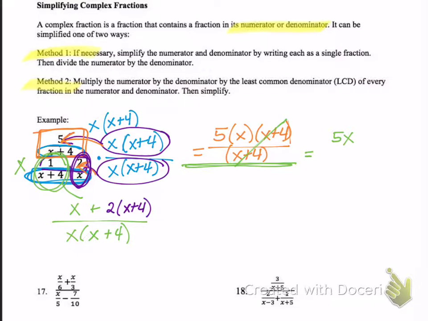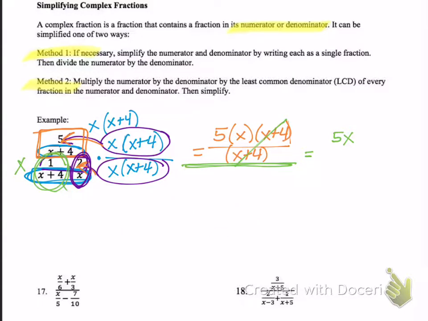Then I want to simplify this a little bit further. So if I were to distribute this 2, I have x plus 2x plus 4, and then I have x over x plus 4. Oh, plus 8, sorry. And then, let's see. Okay, yeah, let's just not distribute them. So I'm going to go back, sorry.